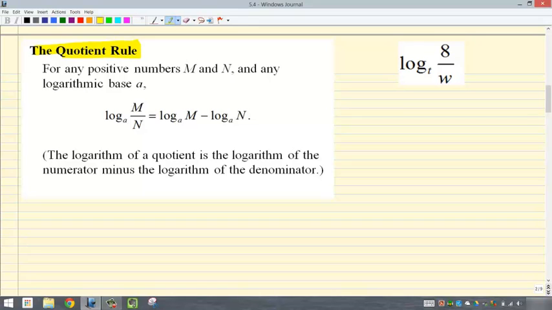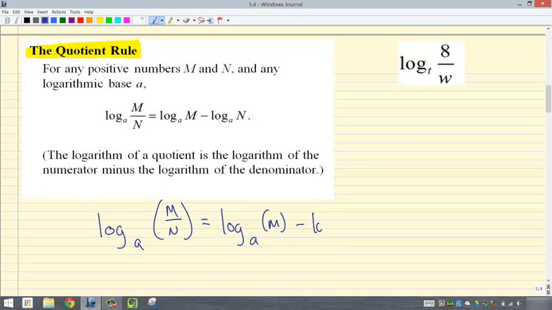This is the quotient rule. And for the quotient rule, quotient means division is involved. And so this is a similar rule, except instead of multiplying, you're dividing. Instead of adding, you're subtracting. So again, I would rewrite this rule as, and I'll write it down here, log base a of m divided by n, so that's the quotient, that's division, equals log base a of m minus log base a of n.